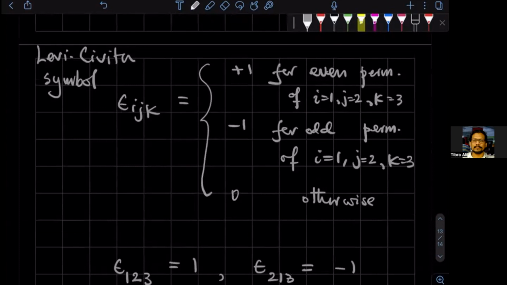Okay, so this is the Levi-Civita symbol. Have you guys seen this before? Yeah, I saw it before. Anyone who hasn't seen this before?